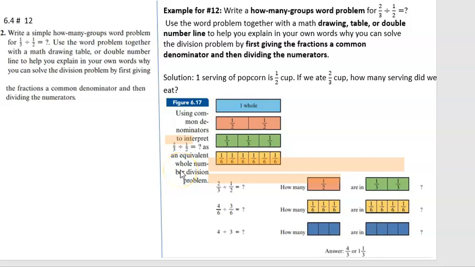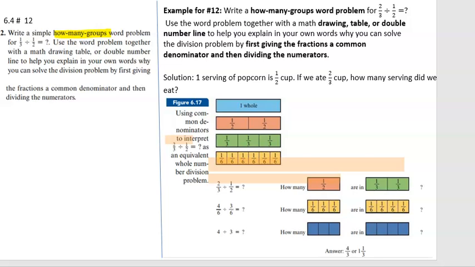Section 6.4, homework problem number 12. So we still want to write a word problem for how many groups, because this section is only talking about how many groups type of division of fractions. And in 6.5, we will talk about how many groups in one, how many units in one.